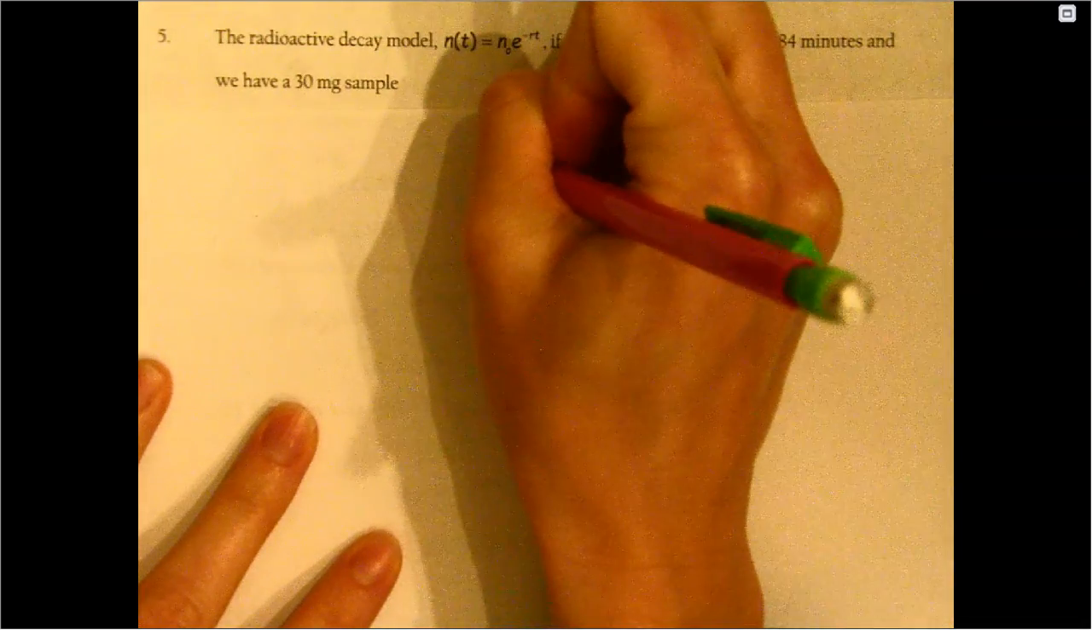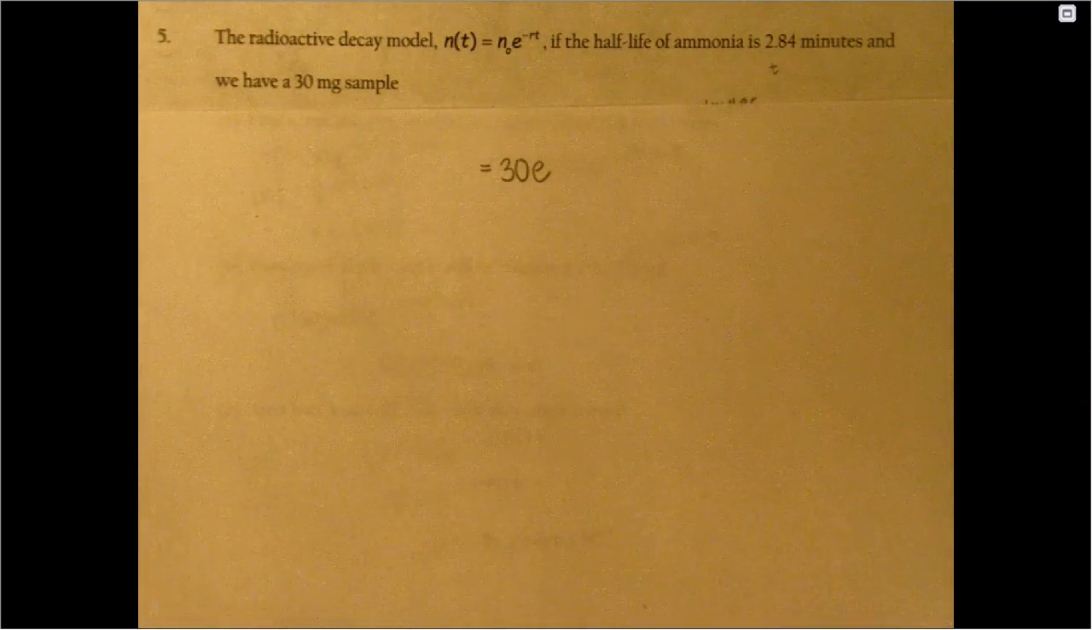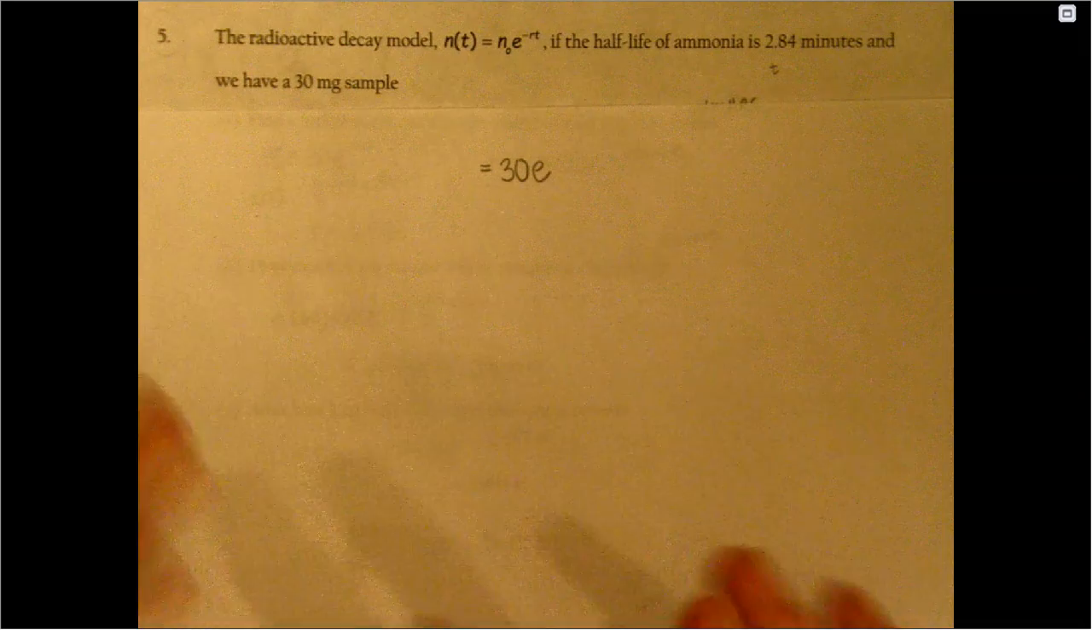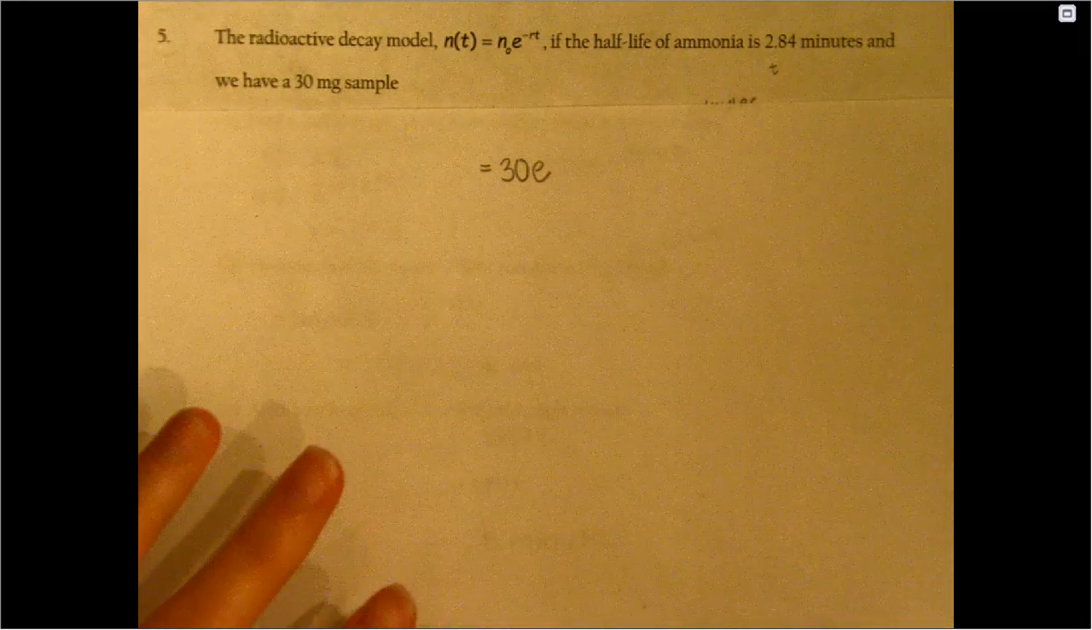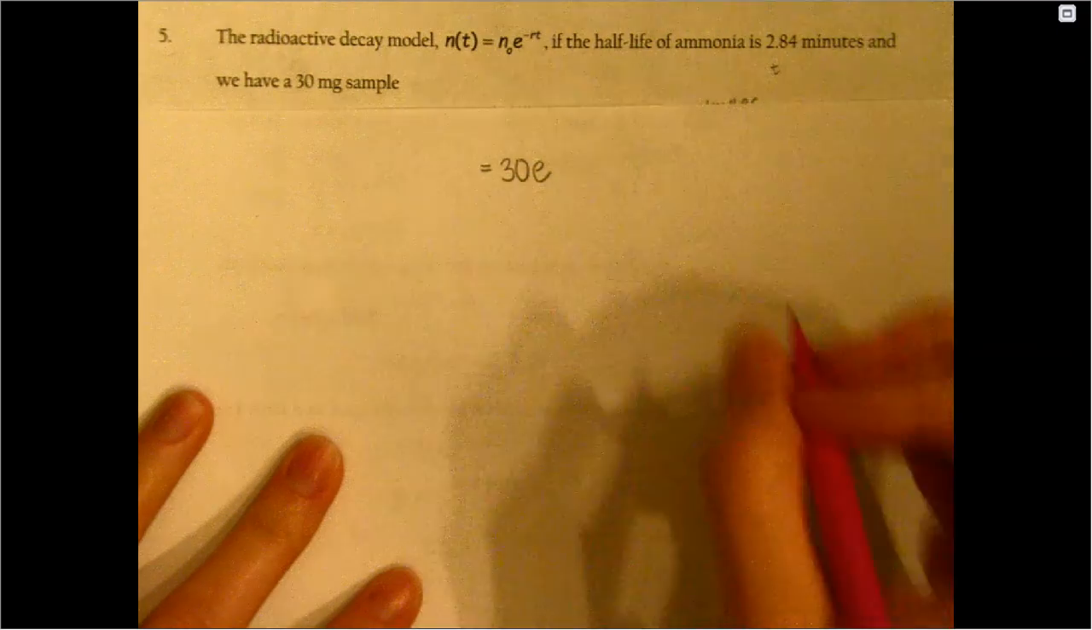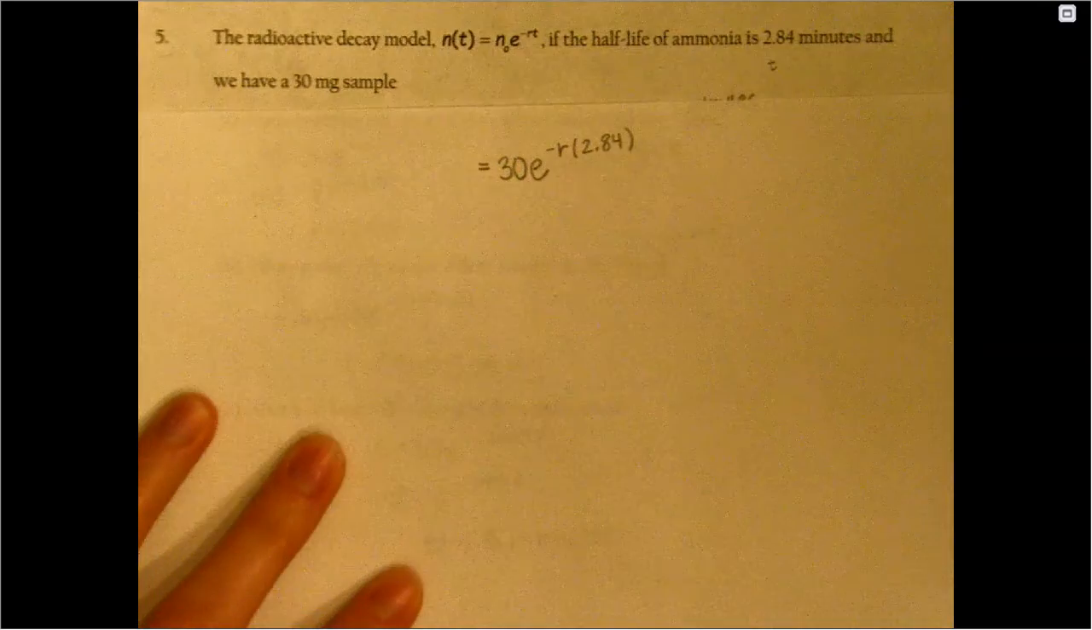So I know that that is 30. We have a 30 milligram sample. E, remember, is not a variable. It's a number. It's about 2.7. So you'll always put the E in there. We don't know the rate. And we know that the time is 2.84 minutes.